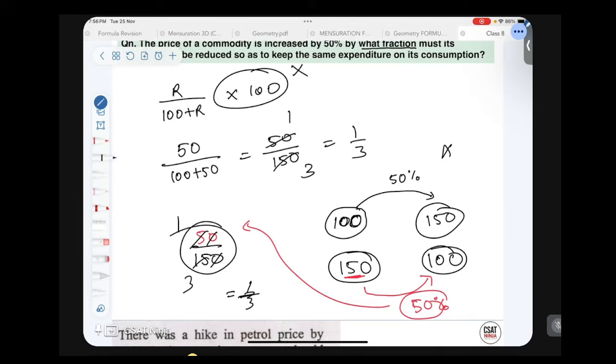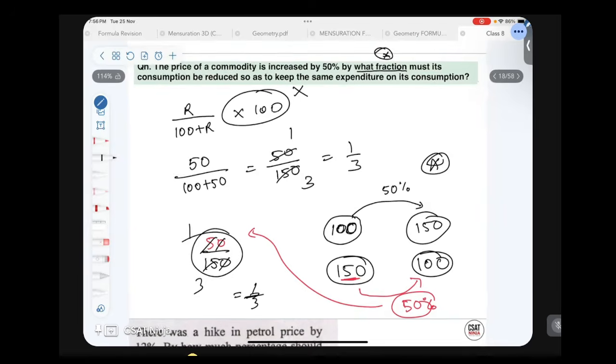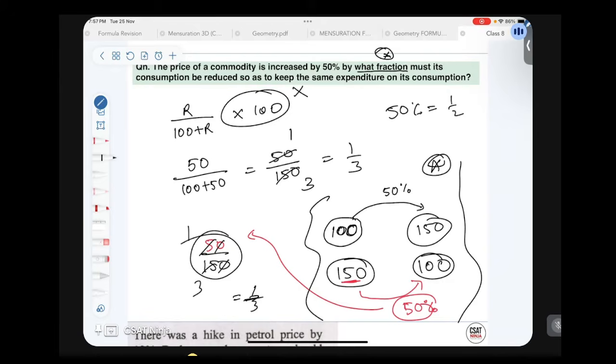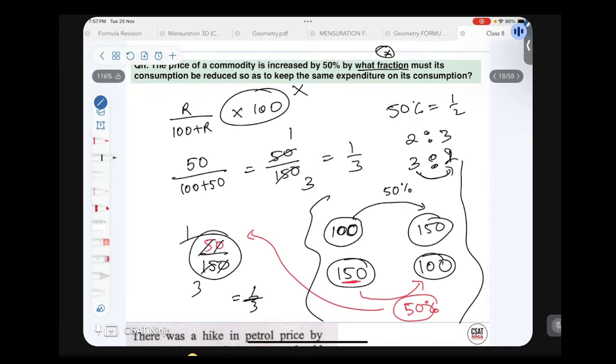But this approach is a shortcut approach, and we use it when you've forgotten the formula. For me, I use this approach a lot, but not this way. Let's say 50%, what is its fraction? 1 by 2, right? So I'll do it like this, 2 is to 3, and it will become 3 is to 2. From 3 to 2, how much is decreased? 1 is decreased, and I'm comparing with 3. So the answer is that.